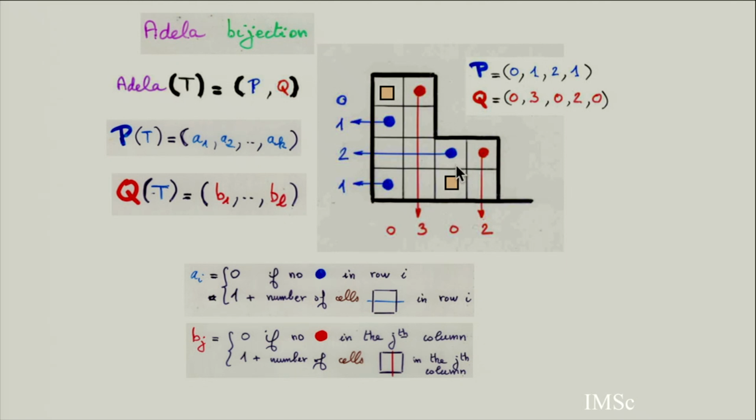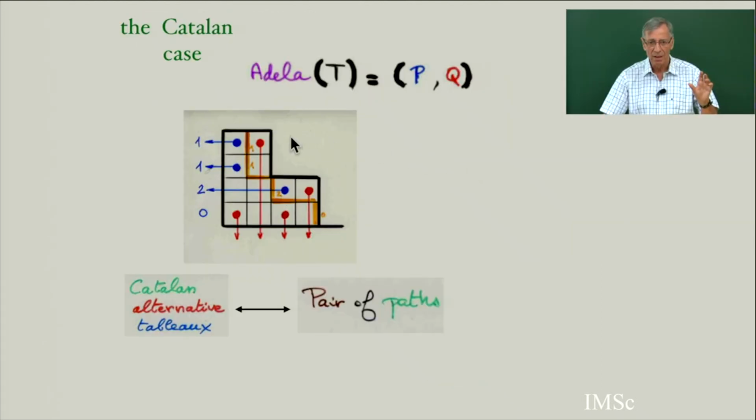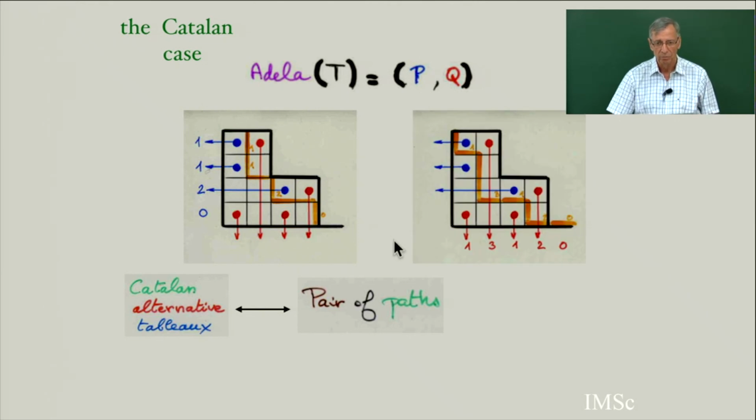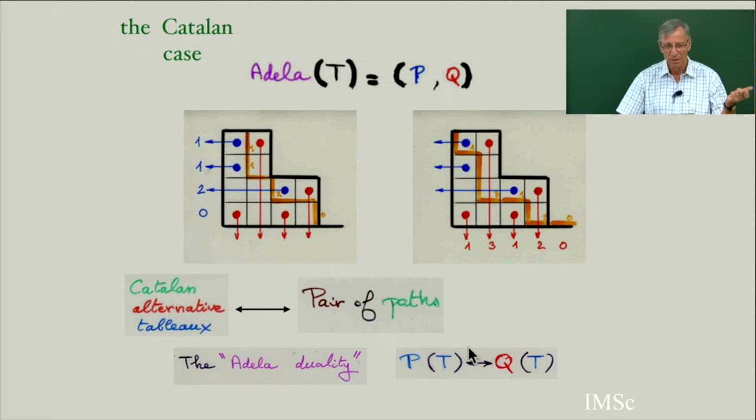So I claim that when you have a Catalan alternative tableau, then you don't need the pair PQ. You need only P. If you know P, then you know Q. We have seen that knowing only P, you can get back the alternative tableau. And knowing the alternative tableau, I get a vector Q. So this is P, you see. This is Q. There is a kind of duality between P and Q. In the Catalan case, I call this, again, Adela duality, changing P and Q.